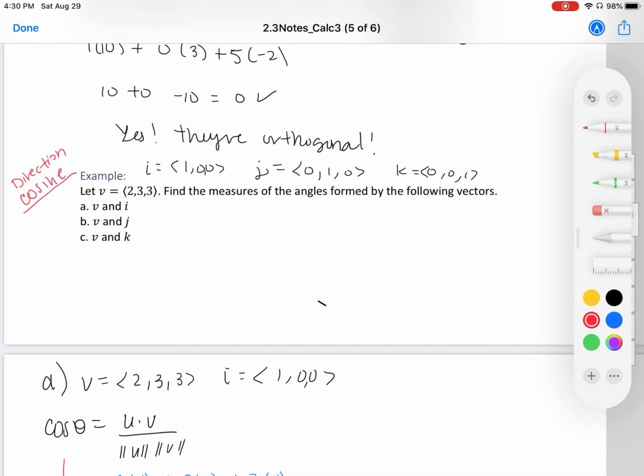So if you see a problem asking to find the direction cosine, it would be a special type of problem where you're trying to find the angle between two vectors, but one of the vectors is along the axis, just how i, j, and k were along the axis.